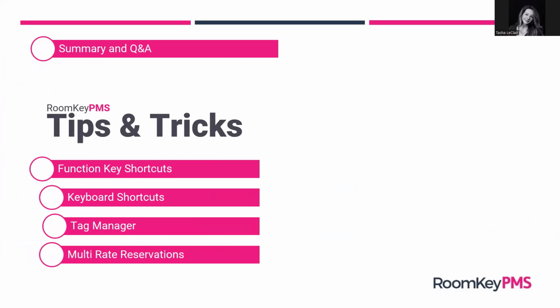We looked at the tag manager that allows you to filter your statistical and forecasting reports, depending on the type of business that you wanted to report on. And we also took a look at the multi-rate reservation tool available for guests that are staying maybe across packages or across different rate types.